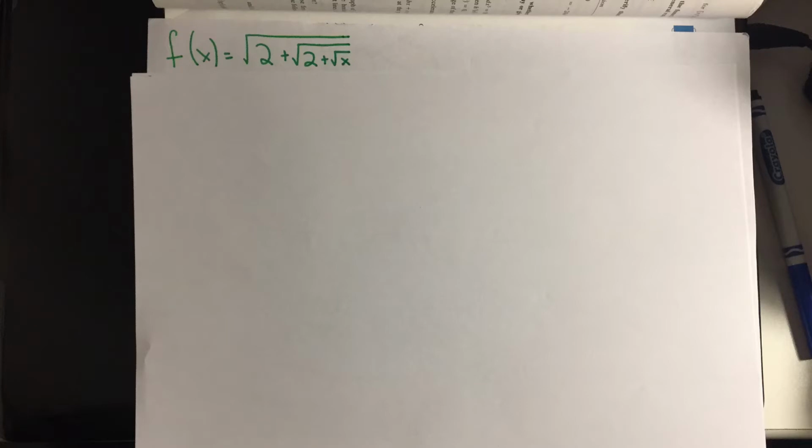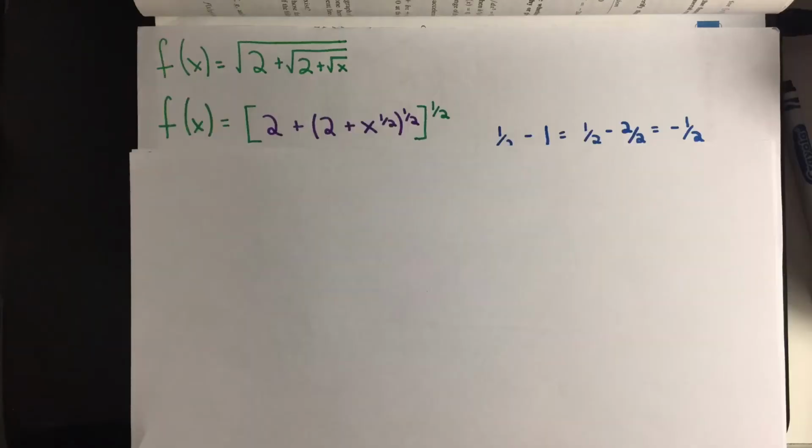Alright guys, so here's our problem. If you go in the textbook, it's page number 161, problem number 37. So here we have f of x equals the square root of quantity 2 plus the square root of the quantity 2 plus the square root of x. What do we have here? Well, don't panic. It's not as bad as it looks. So the first thing I did here was change all of the radicals to the 1/2 power. Changing the radicals to the 1/2 power will make it much easier to take the derivative.